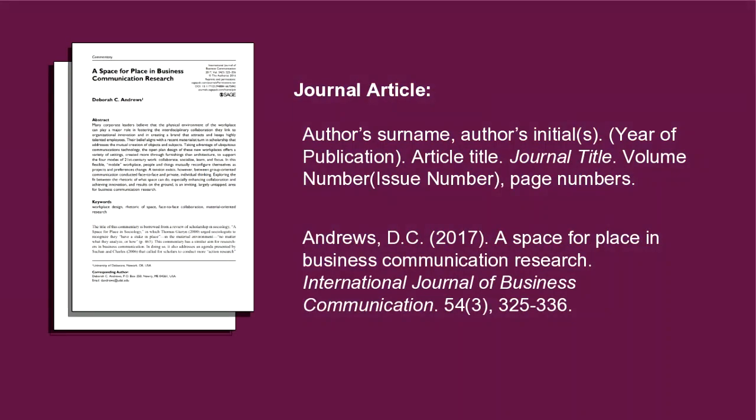For our next example, we have a journal article. You'll see that the format for this reference list entry contains some of the same elements as a book, but there are additional elements included. So for a journal article, your reference list entry includes author's surname, author's initials, year of publication, article title, journal title in italics, volume number, issue number in italics, and the page number range.